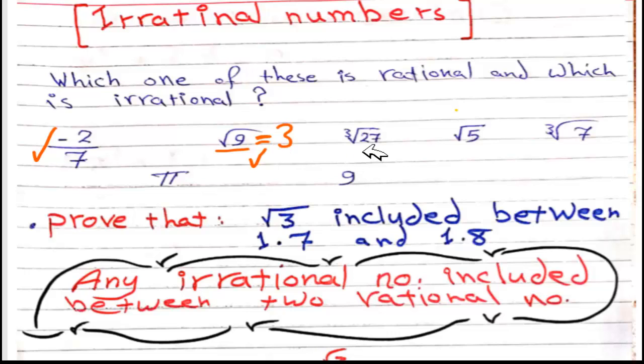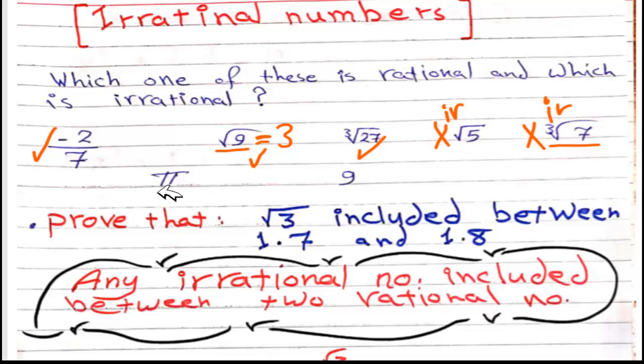Okay. Can you find the cube root of 27? Can you think of a number multiplied by itself 3 times that gives you 27? 2 by 2 by 2 gives me 8. No, 3 by 3 by 3 is 27. Yes, it is 3. So it is a rational number. Square root of 5. Can you think of a number by itself that gives you 5? 1 by 1 is 1, 2 by 2 is 4, 3 by 3 is 9. No, I can't. So it is an irrational number. Cube root of 7. A number multiplied by itself 3 times that gives you 7? No, I can't find one. So it is an irrational number.